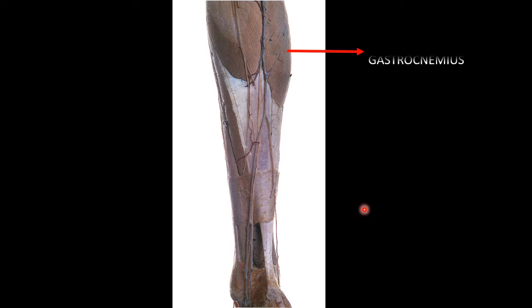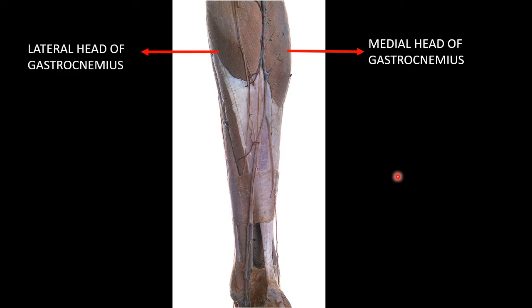Here you can see the medial head of the gastrocnemius. So which aspect might it be? Which side does this specimen belong to? Try to identify it. It belongs to the left side specimen. Then here you can see the medial head and lateral head of the gastrocnemius.